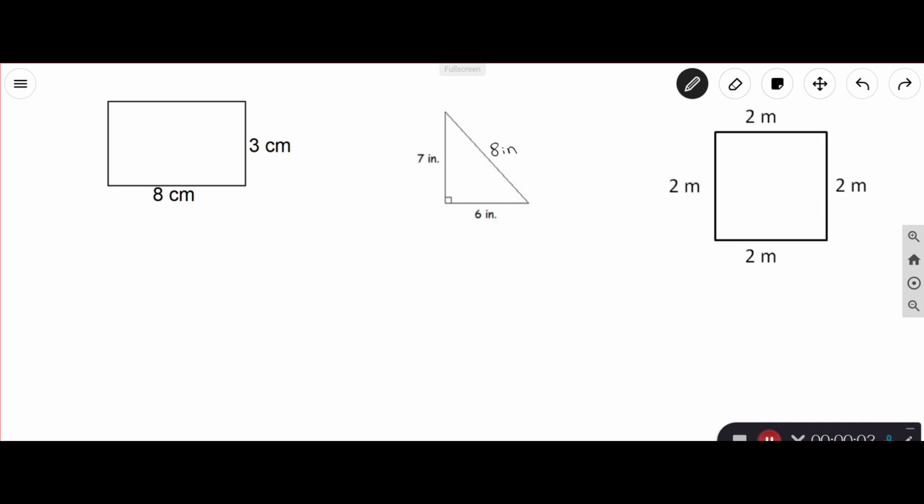Hello, class. Today we are finding area and perimeter. Now, what is area and perimeter? The perimeter is the distance or length around a shape. And area is the space inside a shape.